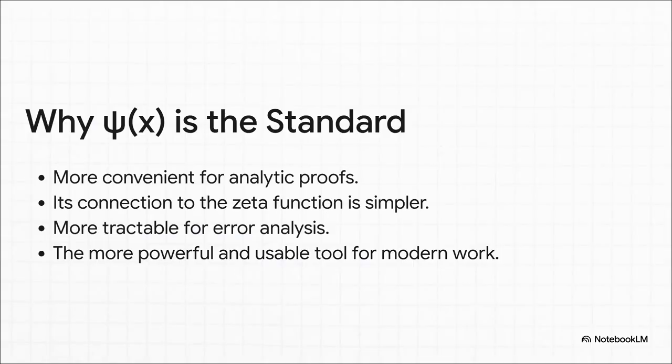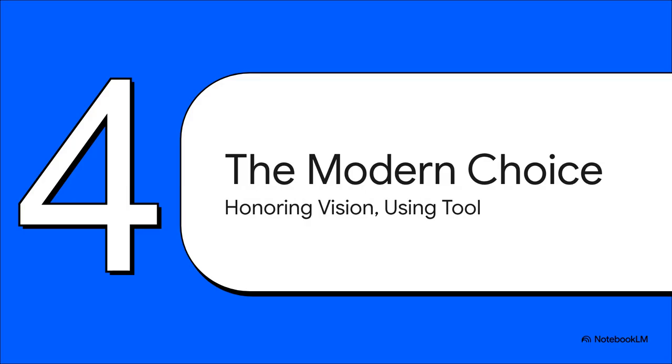So why did psi of x become the standard? Well, to put it simply, it's just the superior tool. Its properties are cleaner, its link to the zeta function is more direct and simple, and it's way, way easier to handle when you're doing the really rigorous work of proofs, like the one for the prime number theorem. Riemann's function might have been the beautiful, poetic idea, but psi of x was the powerful engine that could actually take you there. So where does that leave us today?